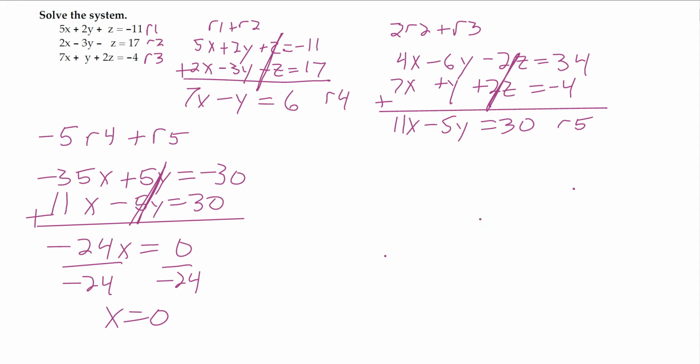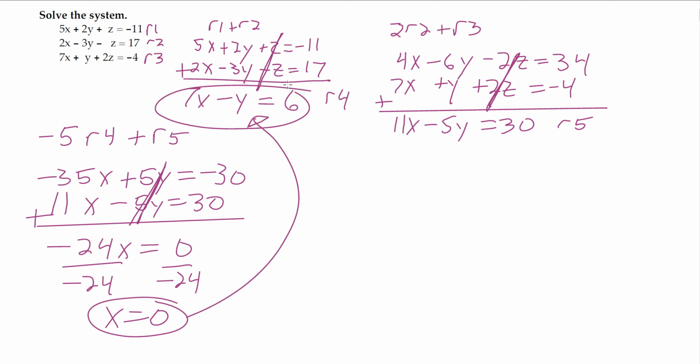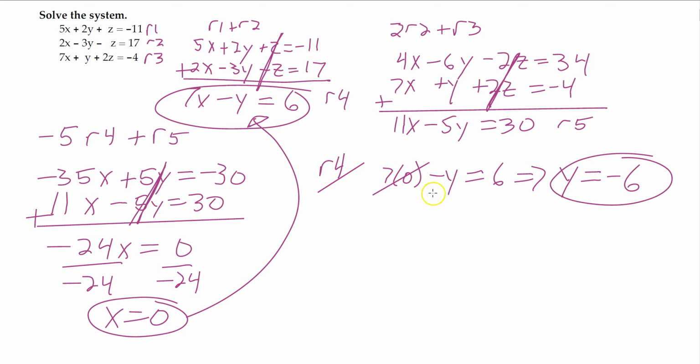Now, that's not necessarily enough for us to have the full answer, because the full answer to these equations is an ordered triplet in x, y, and z. So now what we get to do is take the x that we just found and go back to one of the equations that we worked with previously, the row 4 or 5. I'm going to plug it into row 4. So our row 4 equation would be 7x, but that's 7 times 0. Minus y equals 6. So that's gone. Minus y equals 6. That leads us to y equals negative 6. You can see that by just dividing by negative 1 on both sides, if you'd like.